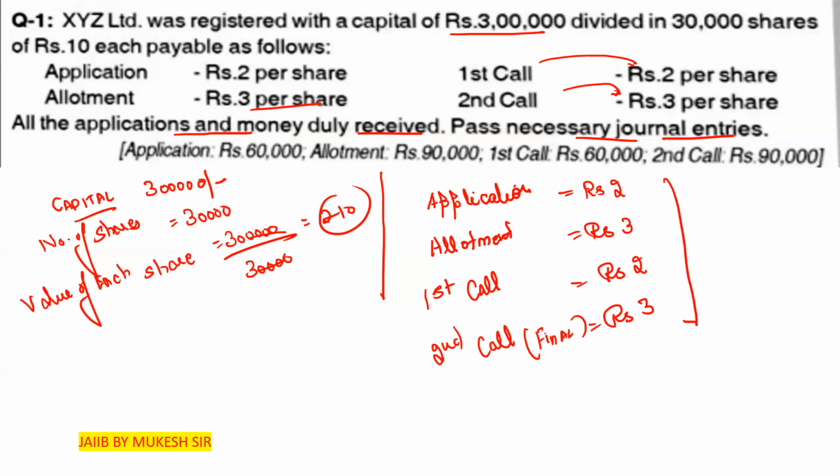After the application, if we allot you shares, then you have to give rupees 3, and in the next demand you have to give 2 rupees, that is the first call, and at the end you have to give rupees 3. Why are they taking the money from the public in the form of installments? Because it is easier for the public to buy the shares in installments rather than to purchase the shares in a single attempt.